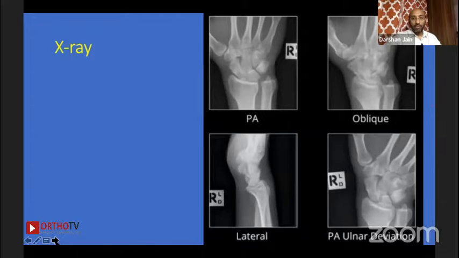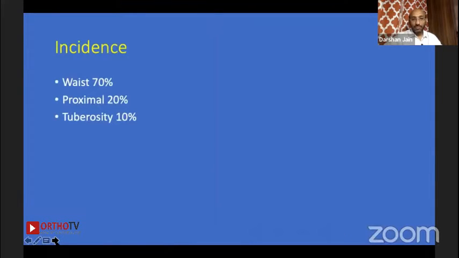However, we should not always... whenever you have doubt, you take another couple of extra views, that is a PA view with ulnar deviation, a 45 degrees pronation view and a 45 supination view. Because of the twisted profile of the scaphoid, we generally tend to miss these fractures.